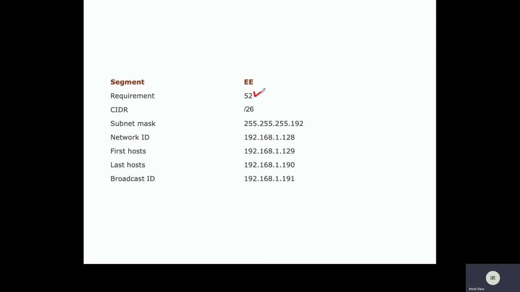52 nodes. How many bits are representing the network part used for masking? 26, right? So this is by default the network portion. All the bits are 1. 255.255.255. 2 bits are borrowed, right? Bit number 128 and bit number 64. So the subnet mask for electrical engineering department is 255.255.255.192, and 191 is the broadcast address here.